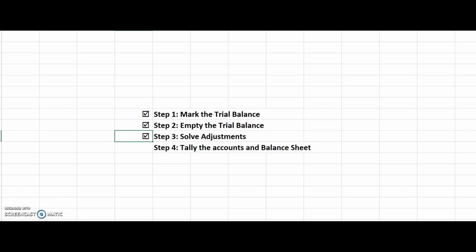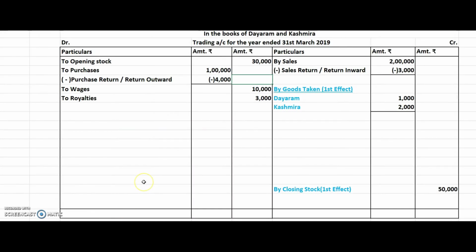We have got to tally all the accounts and the balance sheet. In this, we will not be doing accounts as such, but more of maths, plus and minus. Before we start the tally part, we have to make sure that in the entire solution, everything written in the inner column has been transferred to the outer column, because marks are not allocated for numbers written in the inner column. So let's check. Trading account, purchase minus purchase return gives us 96,000.